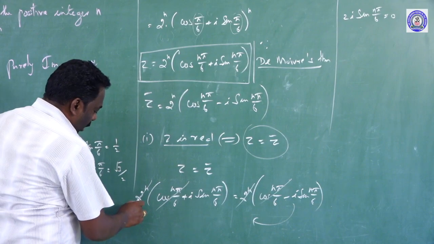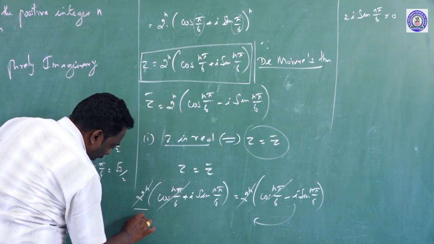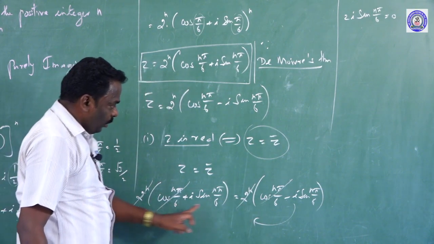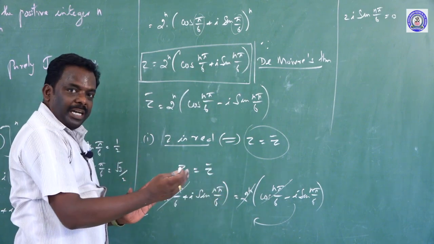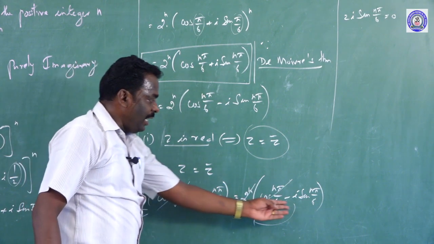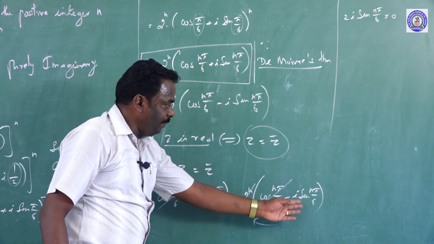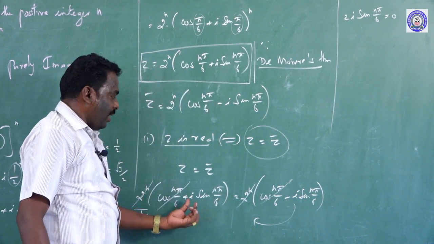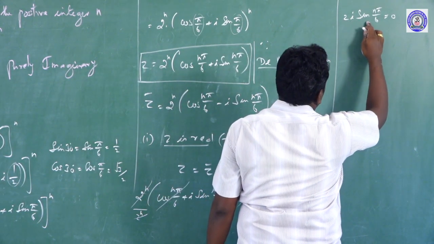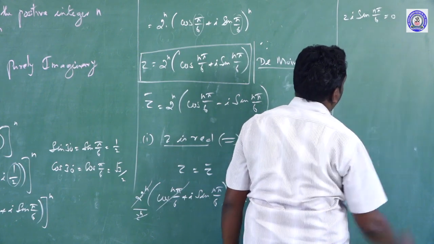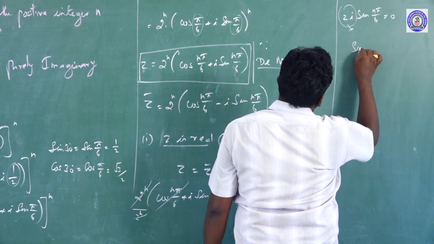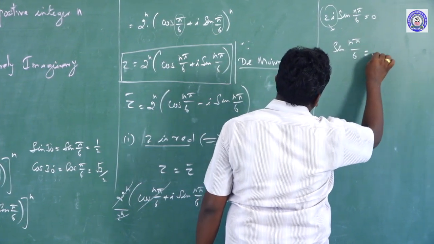See once again. 2 power n, if you transfer it, 2 power n and 2 power n both cancel. Remove the bracket and what is the remaining term? This term is positive, and this is also positive. If you transfer any one side, that also cancels. Remaining on the left hand side, i into sin n pi by 6, here minus i into sin n pi by 6. If you transfer to the right hand side, 1 plus 1 is equal to 2 times. Therefore 2 times i into sin n pi by 6 is equal to 0. Now transfer i to the right hand side. Therefore sin n pi by 6 is equal to 0.